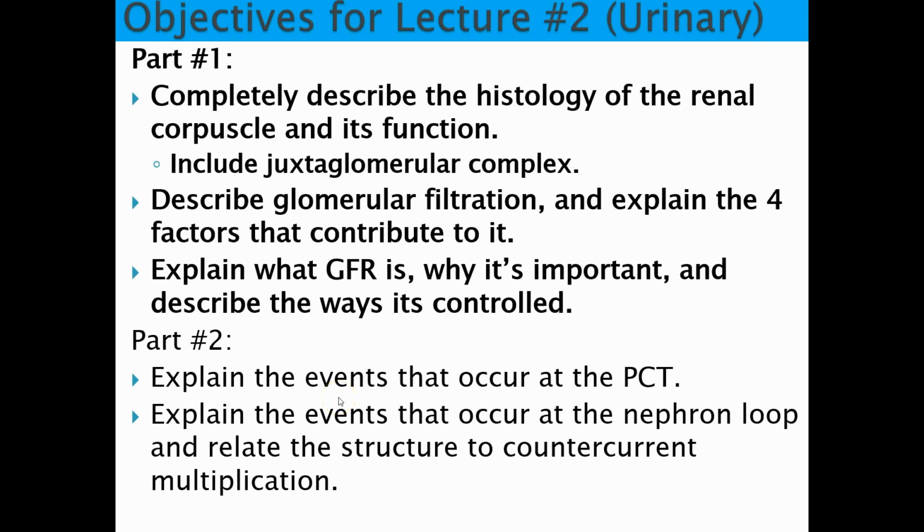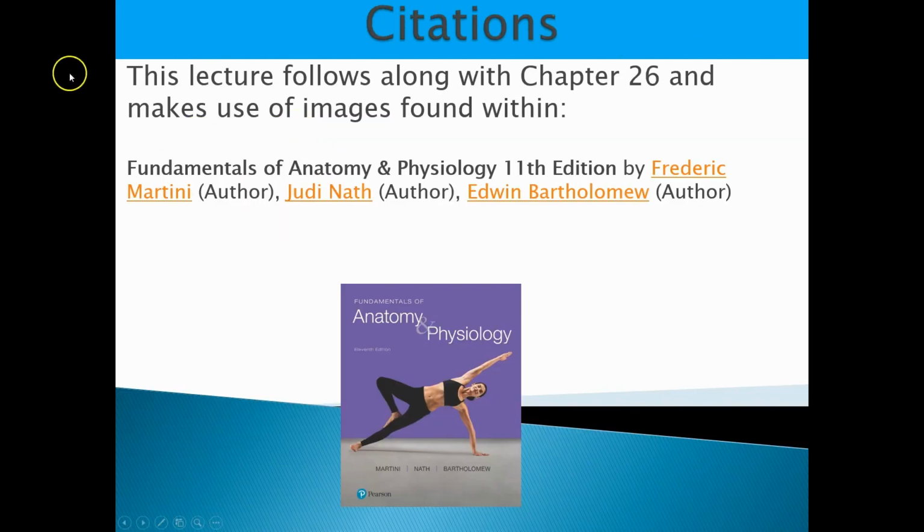As usual, if you wanted to see the objectives for this lecture, feel free to pause it here. Obviously, since we're on part 1, we're getting through these top 3 objectives, and as you can see, part 2 is basically the proximal convoluted tubule and the nephron loop, where on the first part, we're literally just going to get through the glomerulus or the renal corpuscle, because that is such a key part, because that's the beginning of urine formation. As usual with my first lectures, we are following right along with Chapter 26 here, still in our Pearson book, finishing up the Fundamentals of Anatomy and Physiology by Martini, Nath, and Bartholomew.